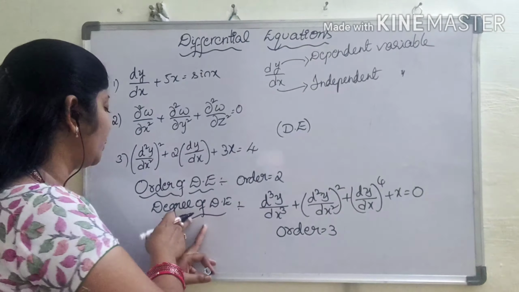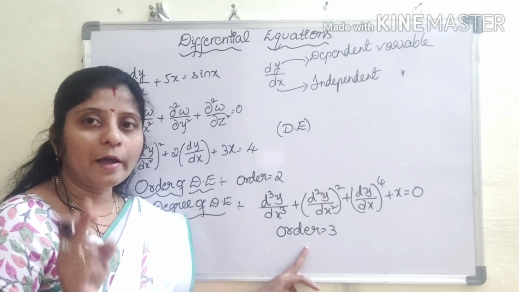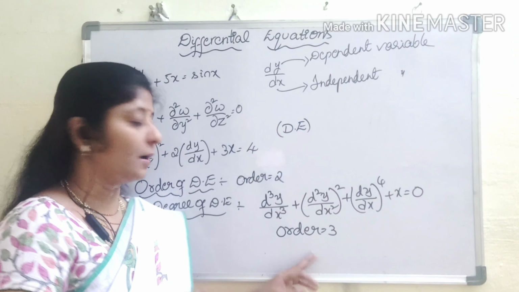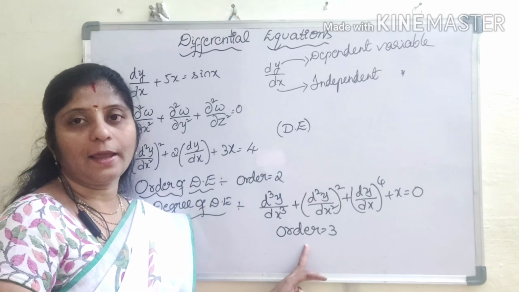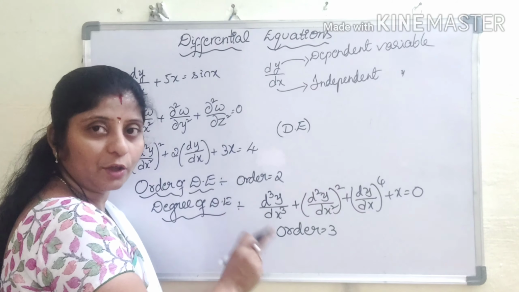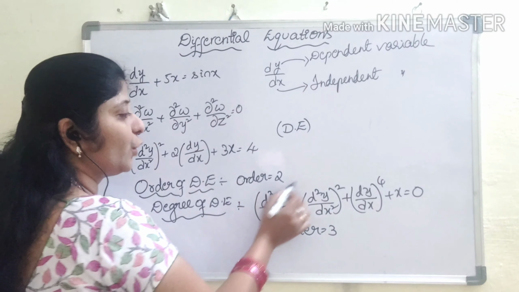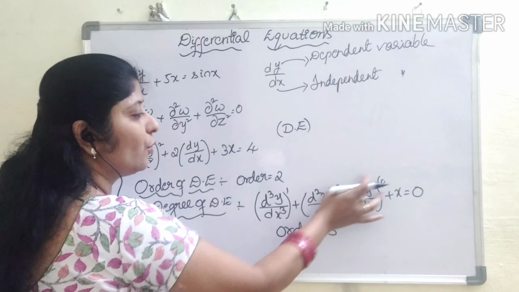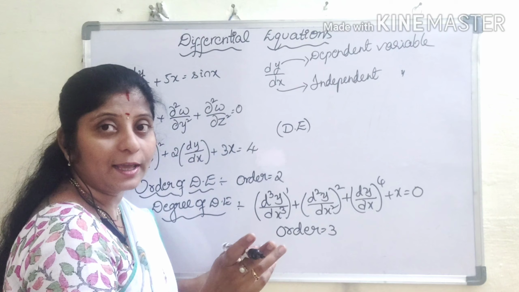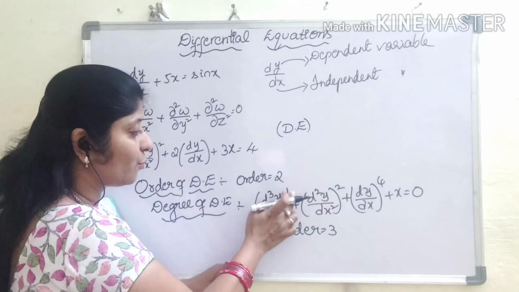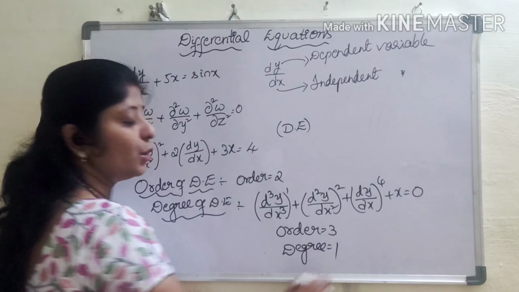Now if we go to the degree of the differential equation, the power, or we can say the exponent, of the highest order derivative is called the degree. Here the third order derivative d cube y by dx cube, the power of this one is 1. If you observe, the powers 1, 2, 4 are there, but the highest order derivative is d cube y by dx cube, and the power of this term is only 1. So we can write here degree is equal to 1.